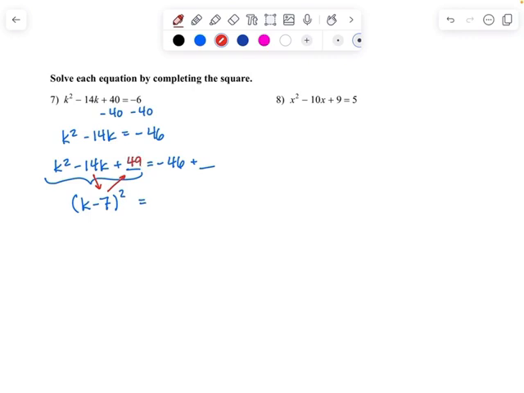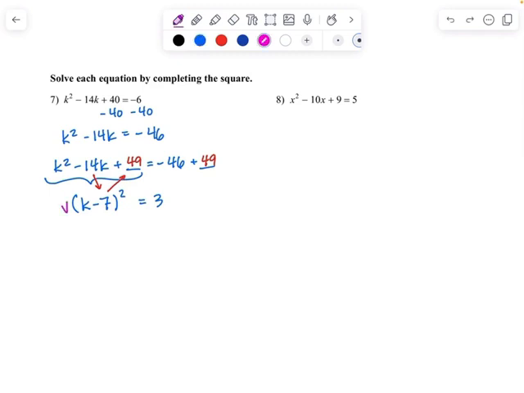So I just factored the left-hand side, but at the same time I added 49 to the left-hand side of the equation. To keep this equation balanced, I must also add the 49 to the right-hand side. And now when I simplify the right-hand side here, I'm going to get a positive 3. This is the equation now I'm going to solve. And I can solve this new equation by method 2, taking square roots.